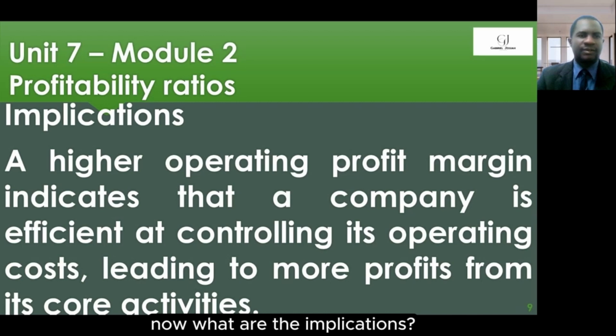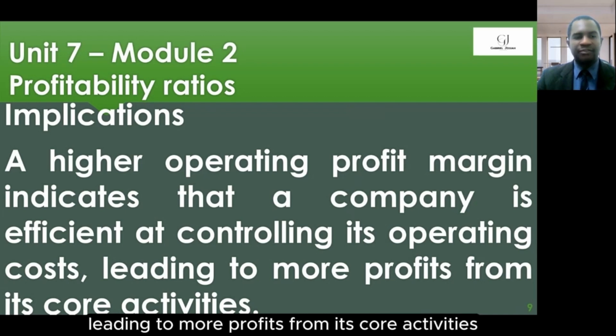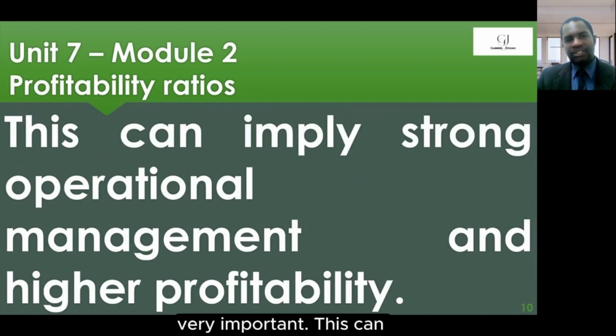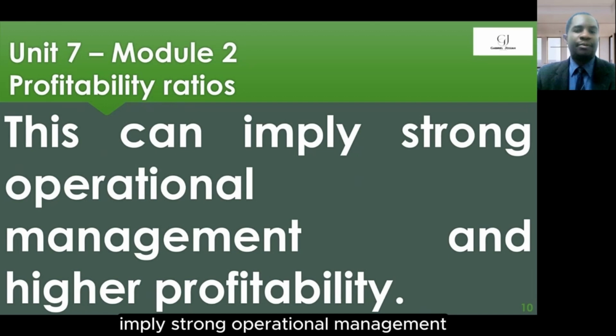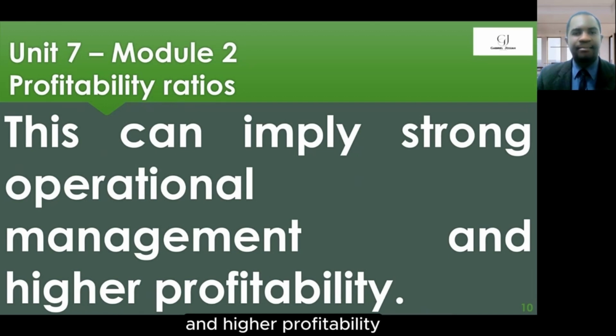Also, the revenue is the income generated by the company's sales of the goods or services. What are the implications? A higher operating profit margin indicates that a company is efficient at controlling its operating expenses, leading to more profits from its core activities. Very important. This can imply strong operational management and higher profitability.